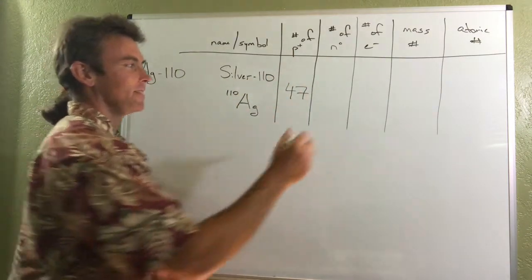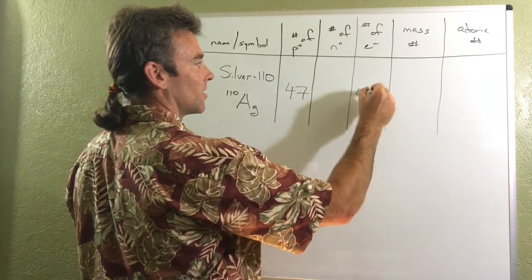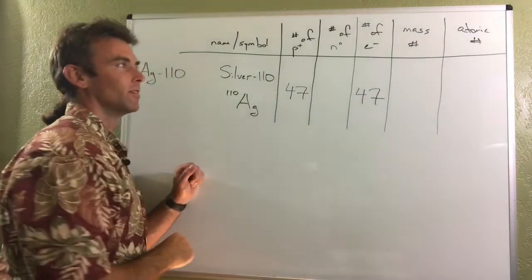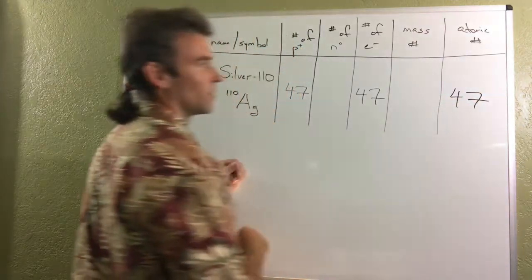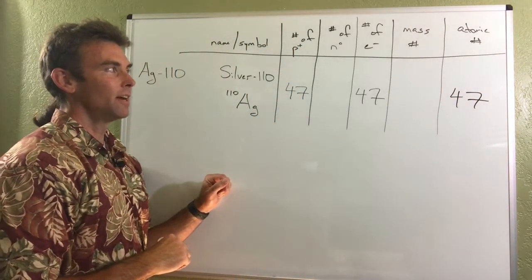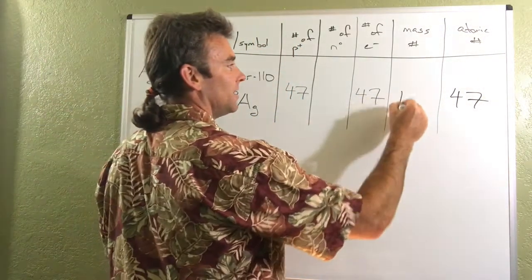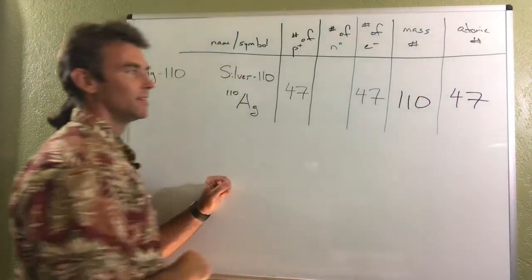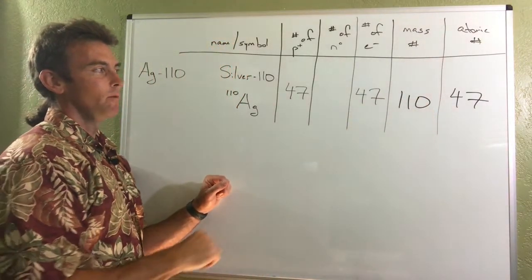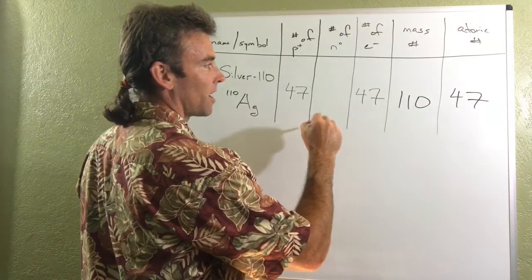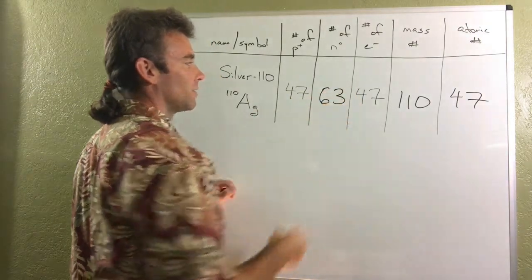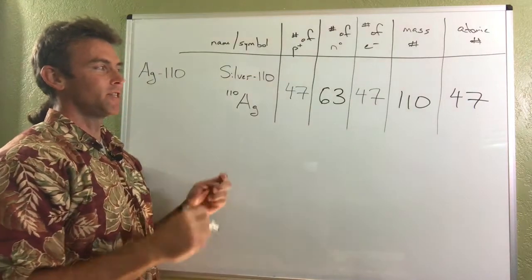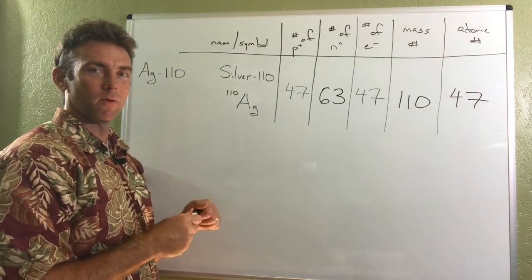The number of protons is 47. Since it's uncharged, we know that there are 47 electrons, and we also know the atomic number is 47. For the number of neutrons, keep in mind we know the mass is 110. So if we do some really quick math, I think that ends up being 63. But once again, please check me just in case I'm having an instance of brain fog.